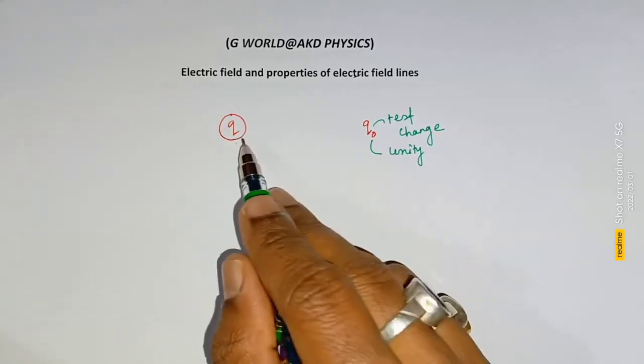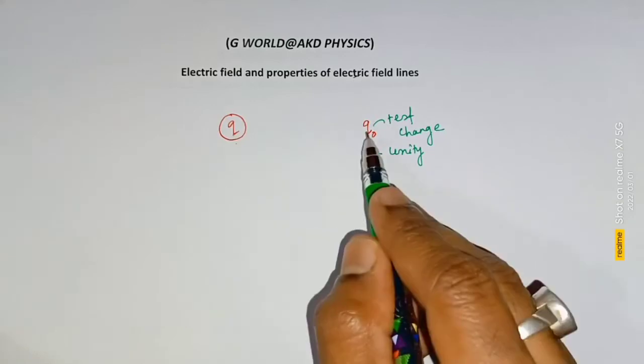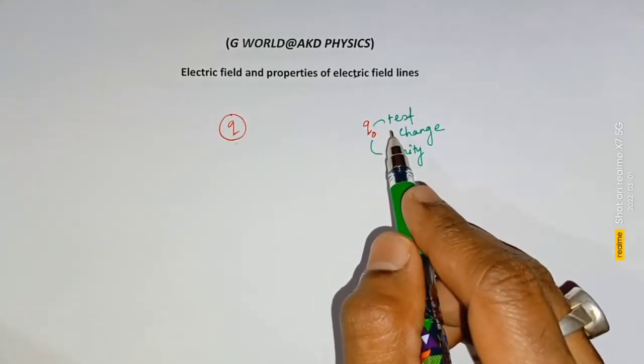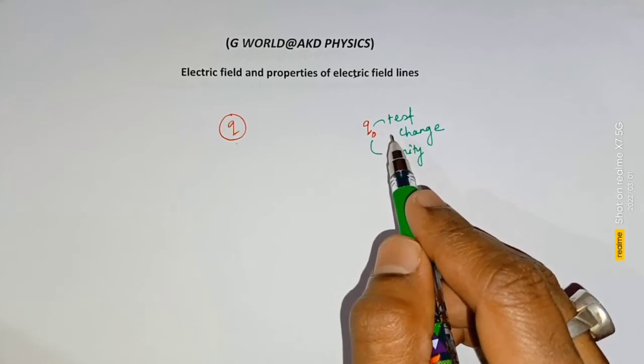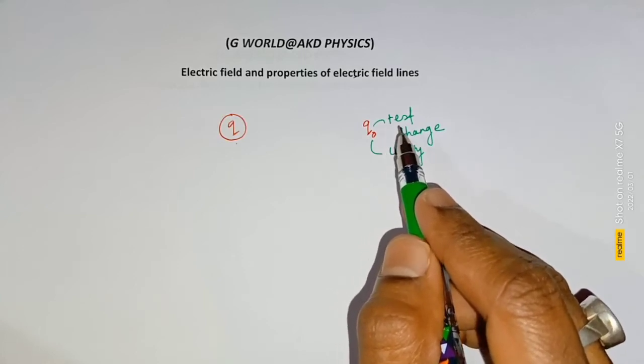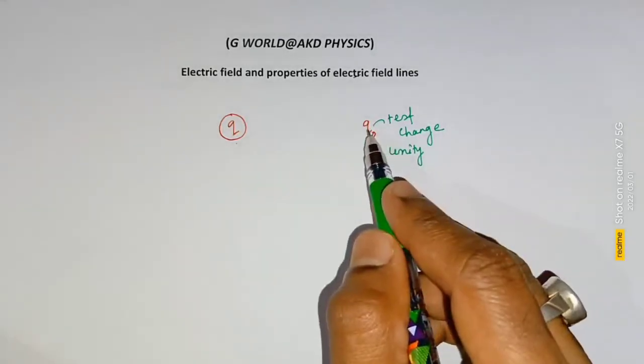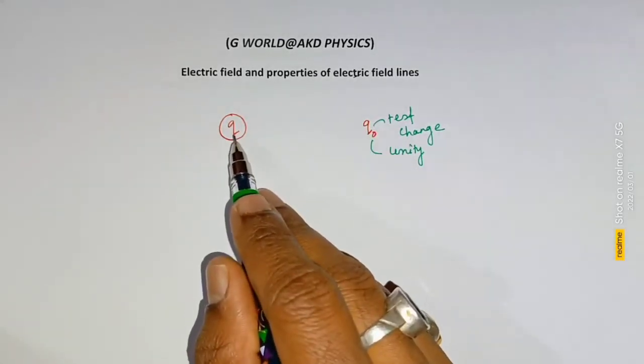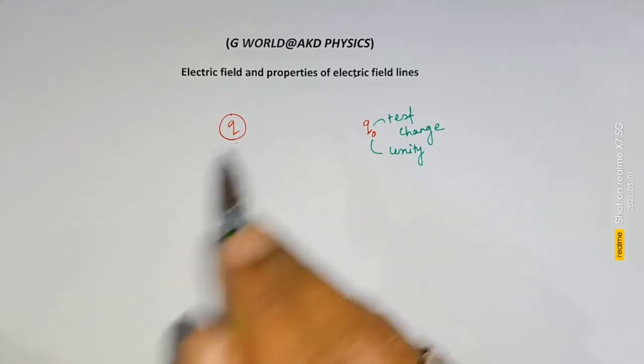charge is always considered to be what? Smaller in front of this charge. So it is a unit positive test charge, with very negligible magnitude, or magnitude as unity, so that this test charge can give you the proper information about this source charge. This is a very fundamental thing.